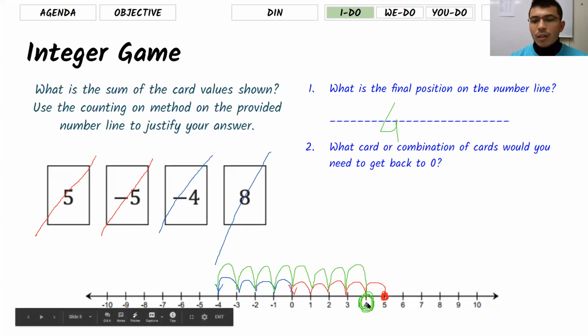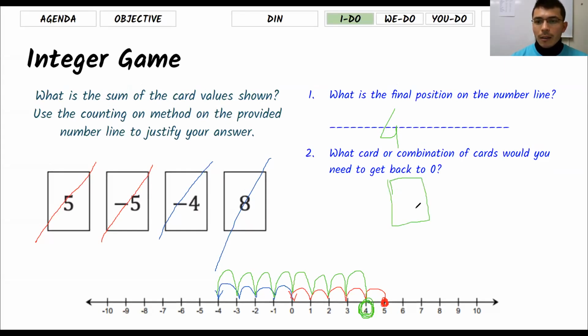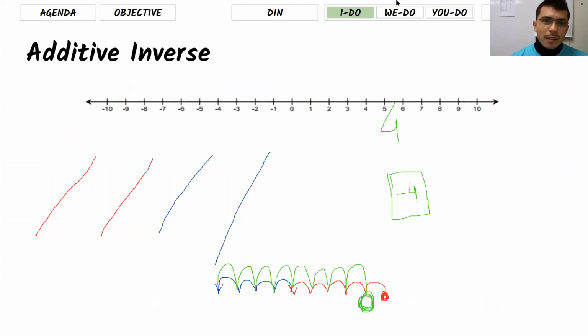So if you pay attention, the final destination is 4, and 4 is 4 units far away from 0. But because you're going backward, what kind of 4 do you need? -4. So perfect. So you need another card with -4. So let's say this is my card, okay? And I need -4. Thank you. So that's it.